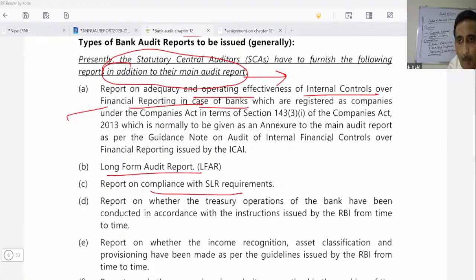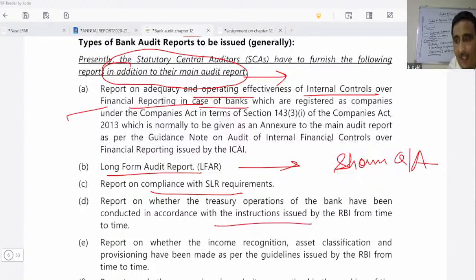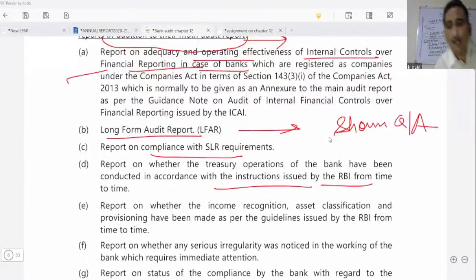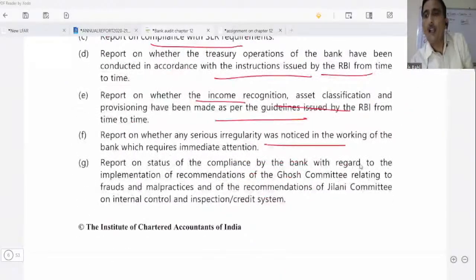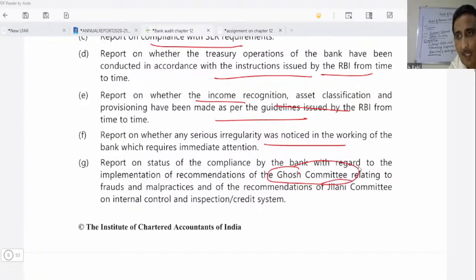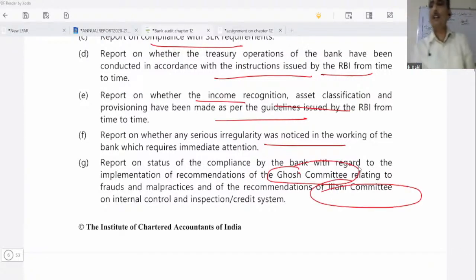LFAR report, on this we have studied today. I have shown it to you. LFAR in question-answer form. Report on compliance with SLR requirements, whether treasury operations have been conducted. Report on income recognition, whether income recognition norms have been followed or not. Okay. Serious irregularity. Ghosh committee, Jilani committee, this we had discussed.